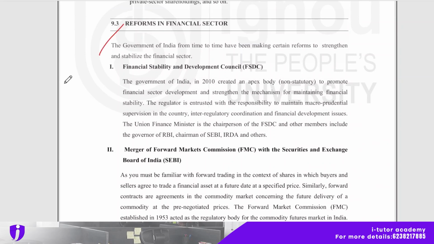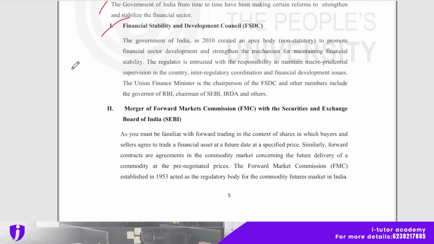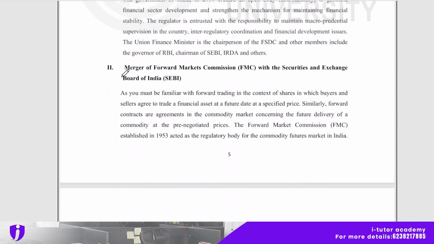And next one is reforms in financial sector. The government of India from time to time has been making certain reforms to strengthen and stabilize the financial sector. First one is Financial Stability and Development Council, that is FSDC. The government of India in 2010 created an apex body, that is non-statutory, to promote financial sector development and strengthen the mechanism for maintaining financial stability.